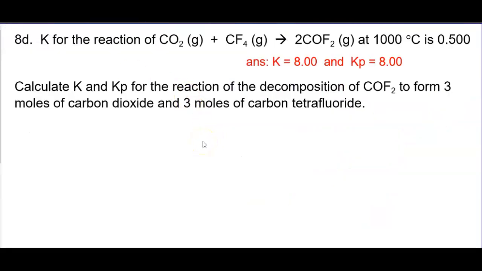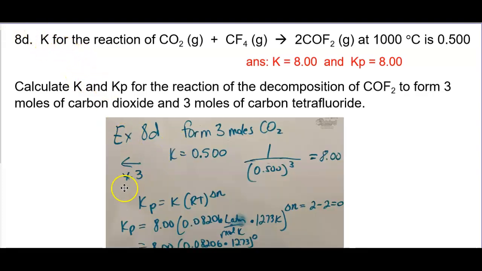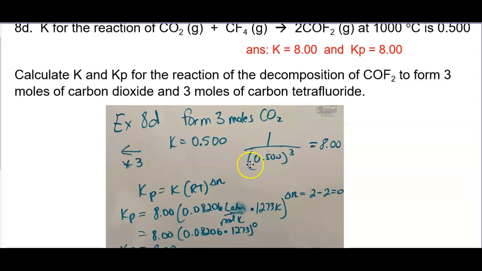All right, for D then, we're looking for K and Kp again. This time we're looking at a slightly different scenario, the reaction of the decomposition of CO2 to form 3 moles of carbon dioxide. So I want to form 3 moles of carbon dioxide and carbon tetrafluoride. So I have to ask myself, what do I need to do? I need to reverse it, and I need to multiply by 3.